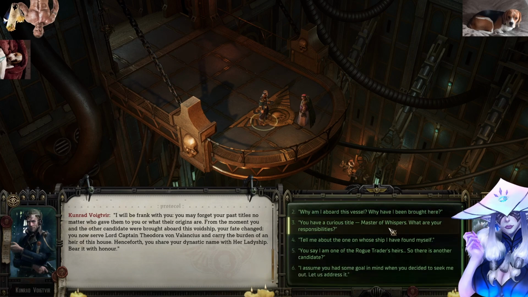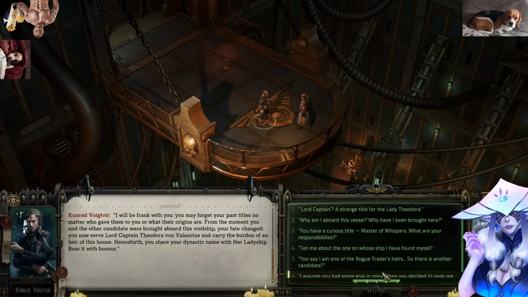You have a curious title, Master of Whispers. What are your responsibilities? Tell me about the one whose ship I found myself on. You say I'm one of the rogue trader's heirs, so is there another candidate? I assume you had some gold in mind when you decided to seek me out. Let's address it. Lord Captain, a strange title for the Lady Theodora.